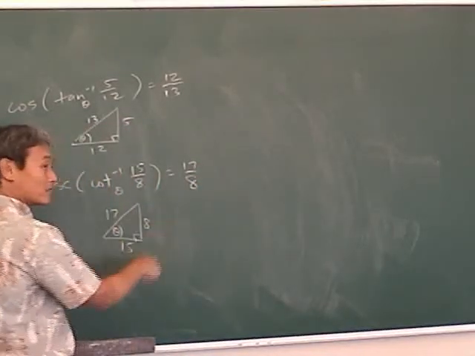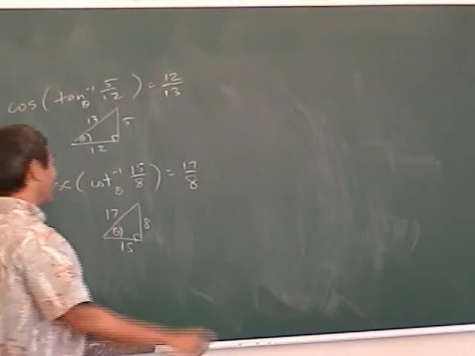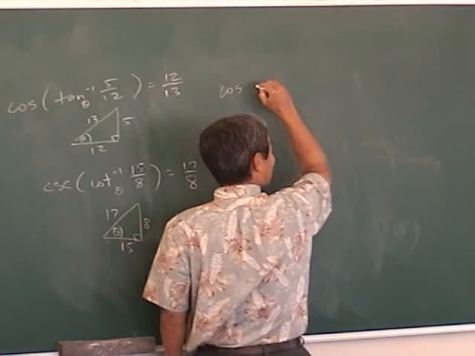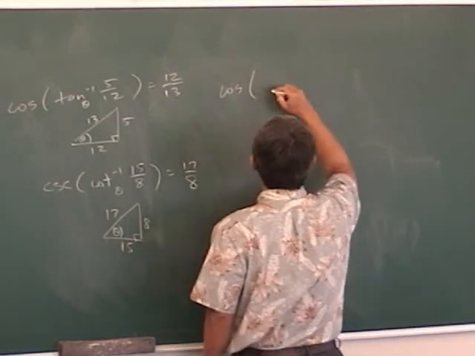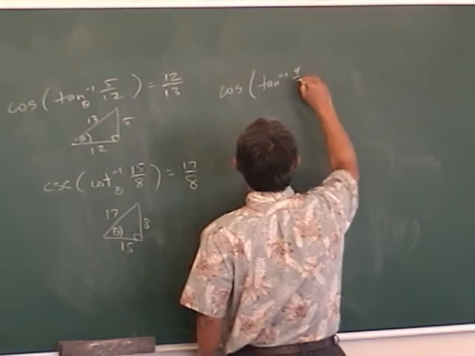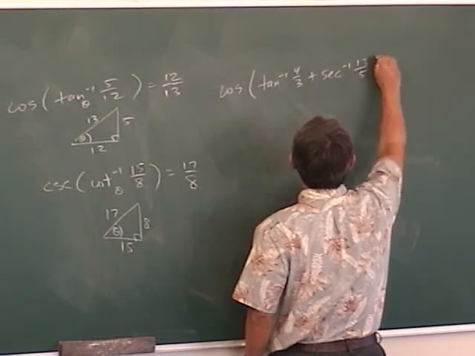Right? Hypotenuse over opposite. All you gotta know is SOHCAHTOA. Okay, let's do it. You guys think you're good now, right? What is the cosine of tan inverse 4/3 plus secant inverse 13/5?